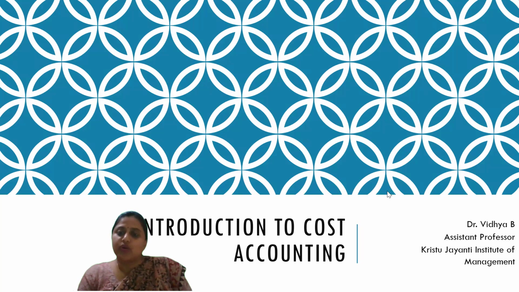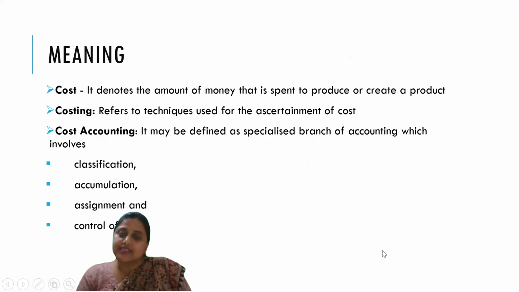Before we learn what cost accounting is, let us understand certain basic concepts such as cost and costing. When we say cost, this basically denotes the amount of money that you are spending in order to produce or create a product or provide a service. Costing refers to the techniques that are used for ascertainment of cost. You might have a question as to what ascertainment of cost is. It is nothing but finding out how much you are spending in order to produce a product or provide a service.